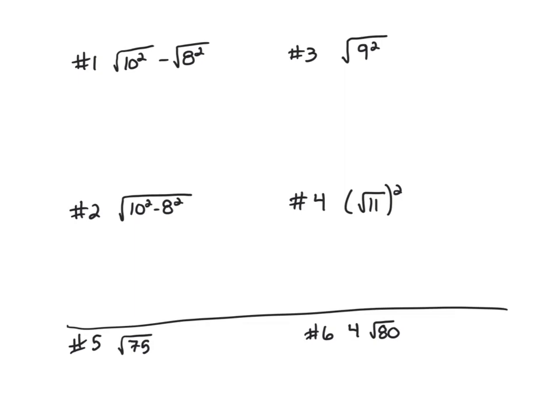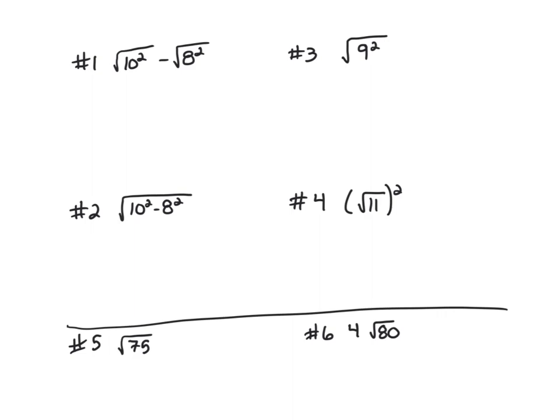In this next unit, we're going to talk about how to simplify radicals. So today we're going to start out with reviewing what we already know. So I have 6 examples here. We're just going to kind of go through them. It should all look pretty familiar. So let's start with number 1.